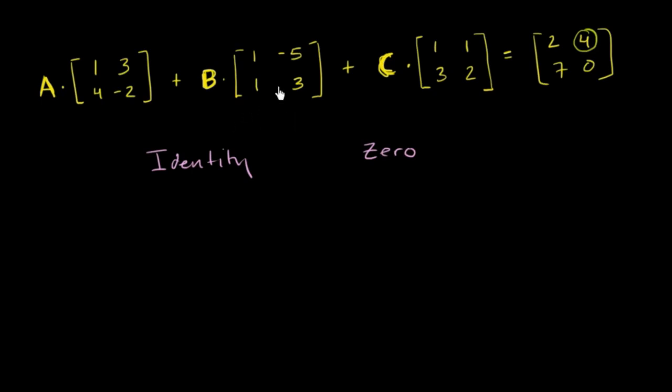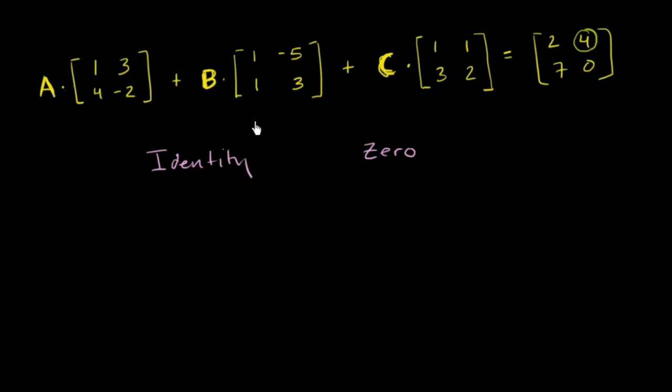So what about B and C being the identity matrices and A being the 0 matrix? In that situation, A is the 0 matrix, so that's not going to matter. When you multiply B times this, you're just going to get this matrix, and C times this, you're going to get that matrix, if B and C are identity matrices. And so you have -5 plus 1 would be -4. So that doesn't work either.